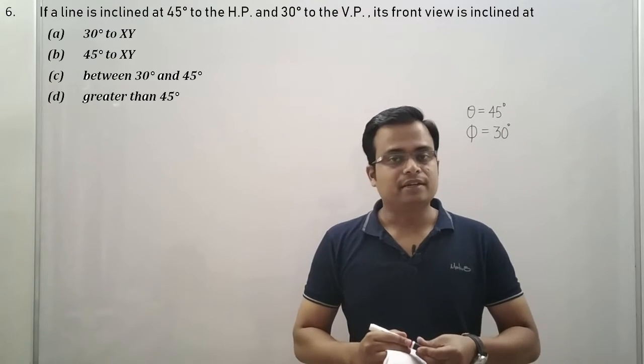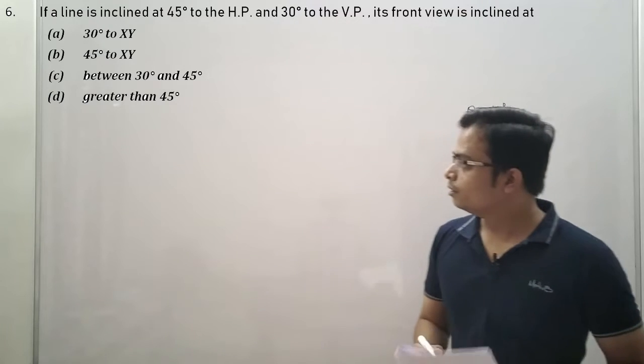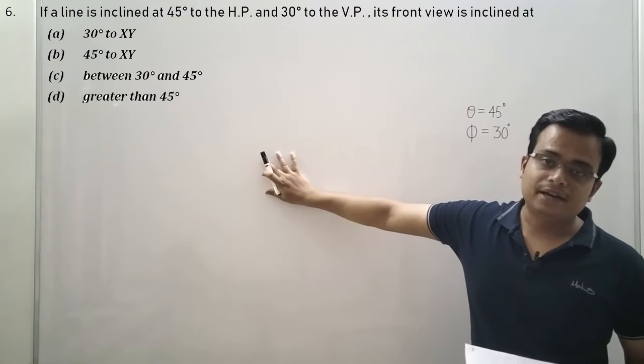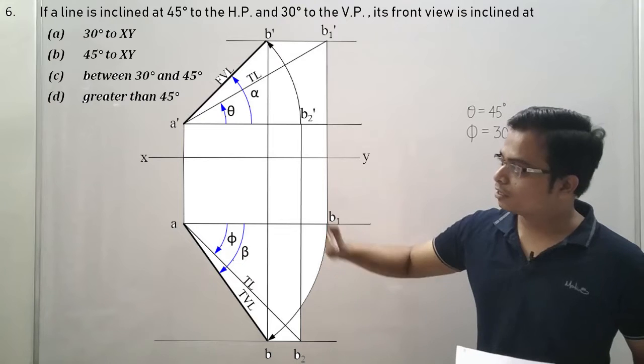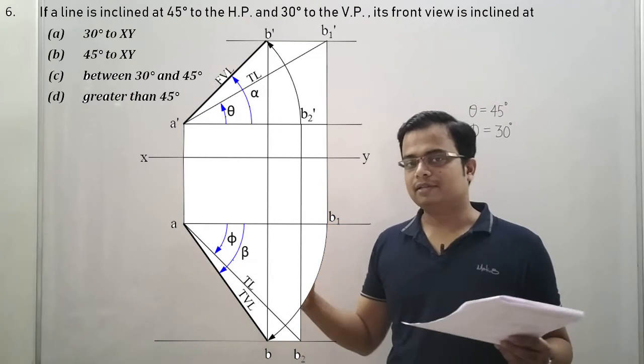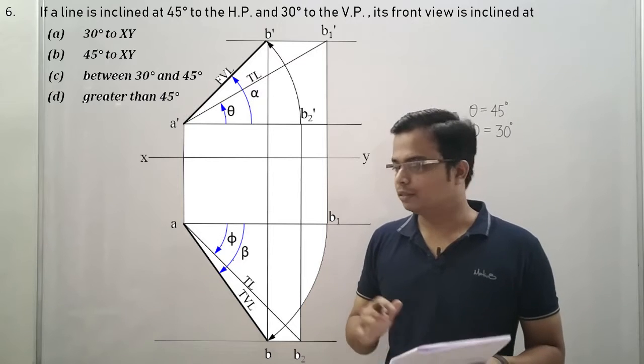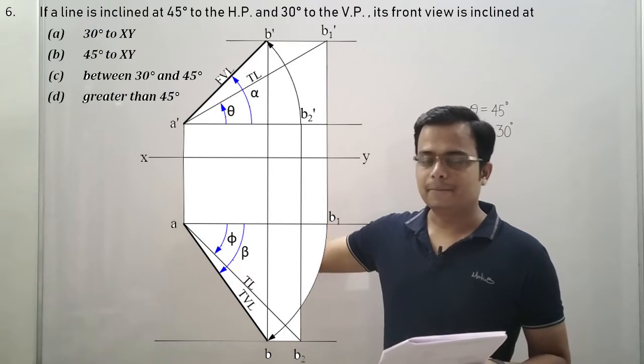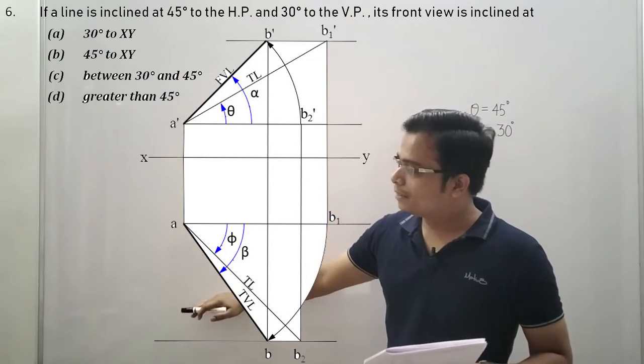Now in order to understand this, guys, there is something of a line diagram which you need to remember. Please take a careful look at this figure. Now this is something which we associate when a line is inclined to both HP and VP, and based on that assumption, this entire diagram has been made.